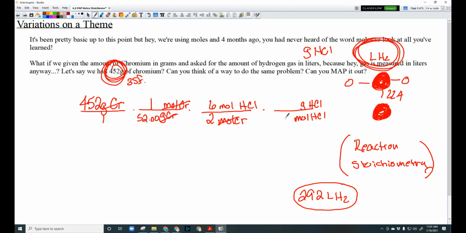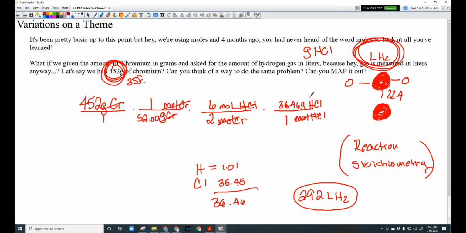1 mole of hydrochloric acid is how many grams? Well, we'd have to get the molar mass. Chlorine is 35.45, and we only have 1 of them. Hydrogen is 1.01. We only have 1 of them. So this is what? 36.46. So we put 36.46 here. Moles cancels, and now you have grams of hydrochloric acid.